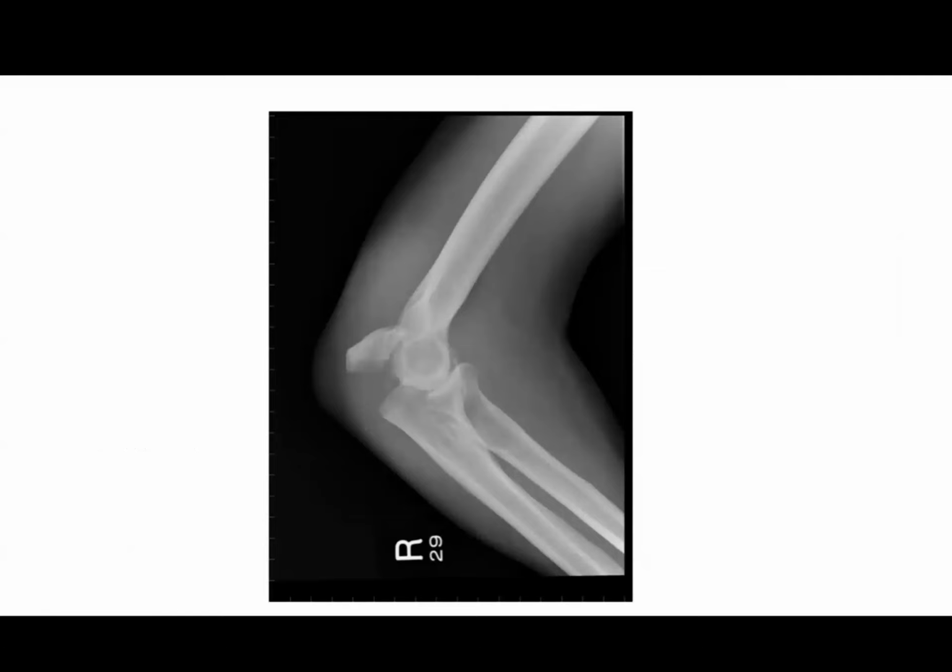Okay, so this is a lateral radiograph of a skeletally mature individual. What I can see, there is a displaced olecranon fracture. I can't see any other fractures, but I'm more worried about the coronoid process. I'll need other radiographs. This is mostly a non-comminuted olecranon fracture.